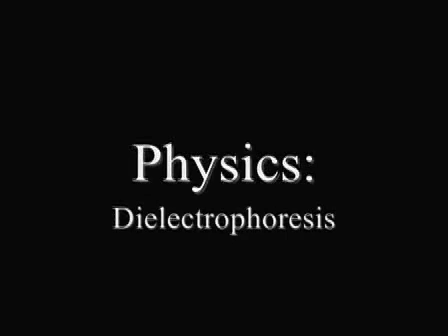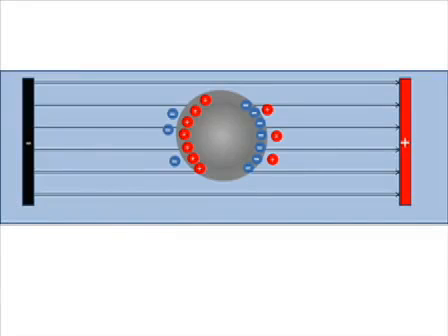The first of the three forces we'll be describing is known as dielectrophoresis. Here we see an electric field generated between two submerged electrodes. If we add a dielectric particle into this electric field, it becomes polarized. As you can see, the charges on the particle are balanced by the charges within the liquid.